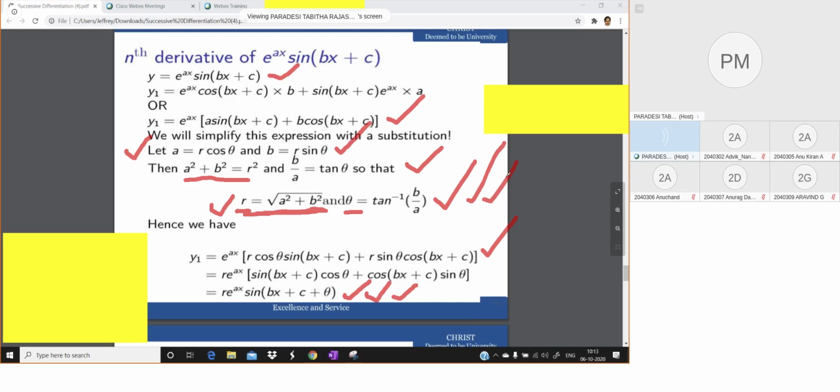So in the substitution that you made, you know the relation between A and B, and then you know the relation between theta, A and B. We got R in terms of A and B and theta in terms of A and B. Only, yeah, within brackets, we have done this just to simplify what is within the brackets. E power ax we have kept as it is, but what is within the brackets, you can see that we are making this substitution.